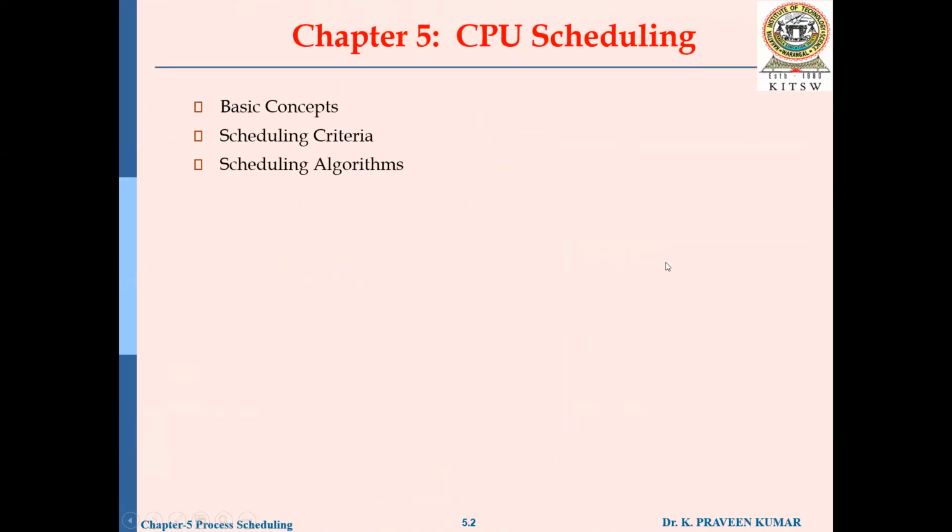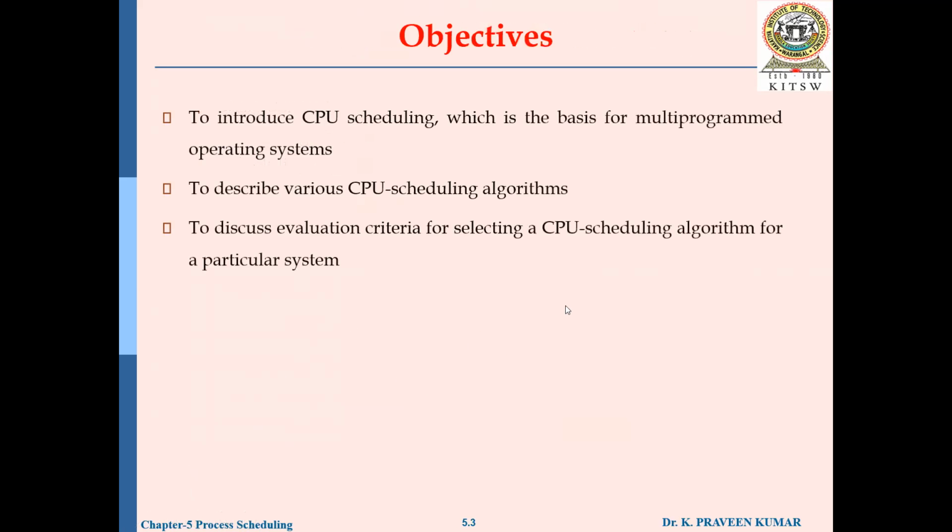So in the last video, we discussed basic concepts and scheduling criteria, and we completed one scheduling algorithm, that is FCFS. The objective, which was very clear, is to introduce CPU scheduling, which is the basis for the multi-programmed operating system we are using now, to describe various CPU scheduling algorithms, of which one we have completed. After this, we are going to discuss evaluation criteria for selecting a CPU scheduling algorithm for a particular system.